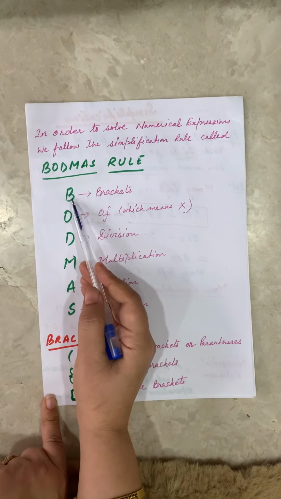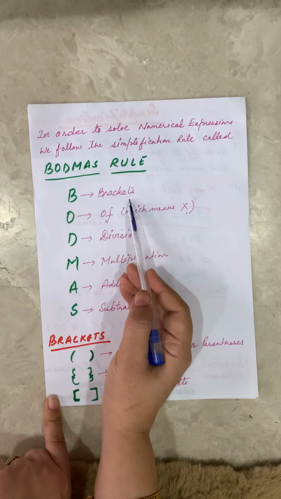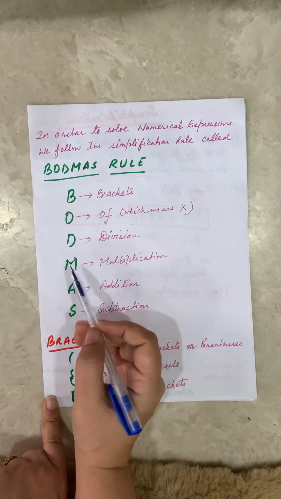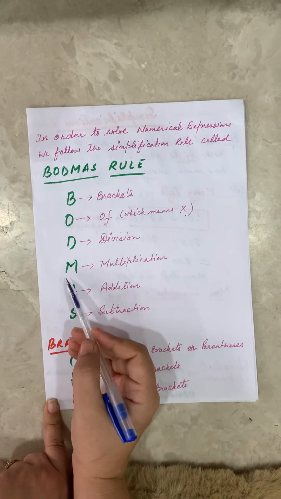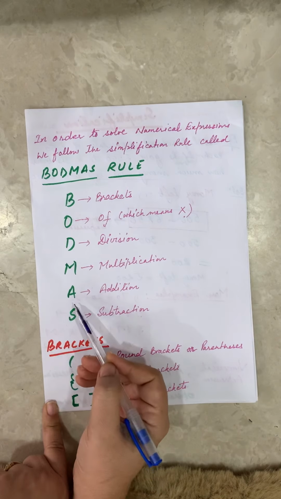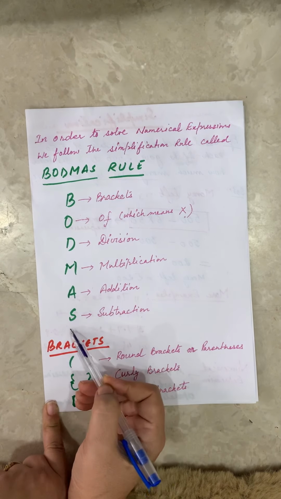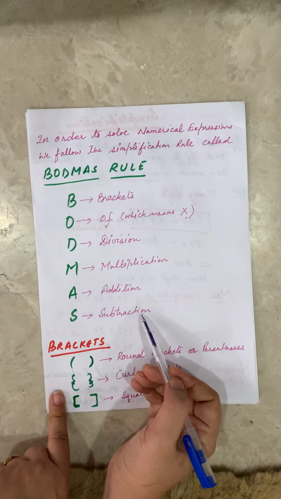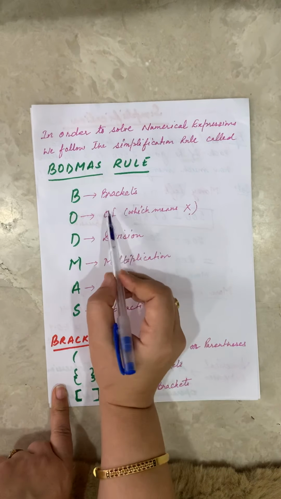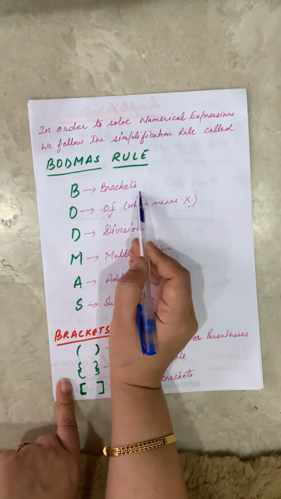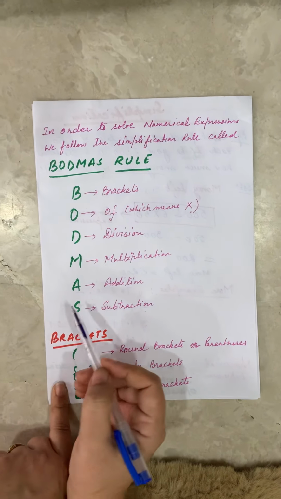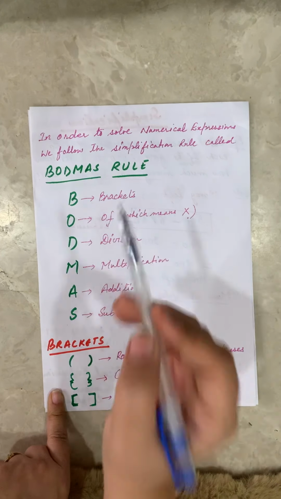Now what does BODMAS stand for? B stands for bracket, O stands for of, which means multiplication. D stands for division, M for multiplication, A stands for addition, S for subtraction. Students, you have to remember and understand this, that within the brackets, we have to use the DMAS rule. Now, what do you mean by bracket?